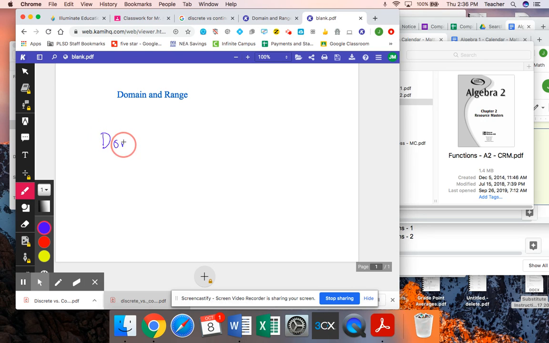The domain is really all possible values of x. That's what the domain is, right? You could also say all possible inputs. That's a nice way of generalizing it, so I don't have to do a whole bunch of specific stuff. We could just apply that every time we have a problem.